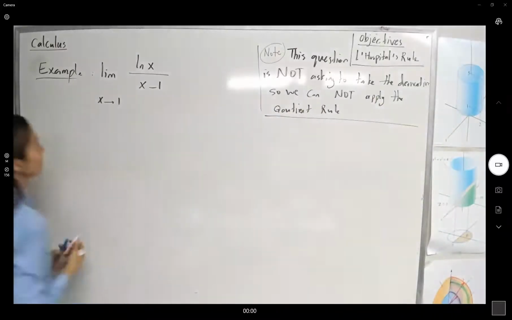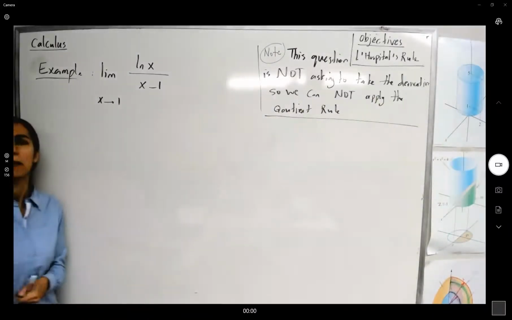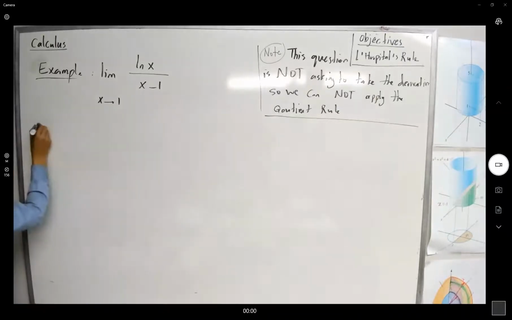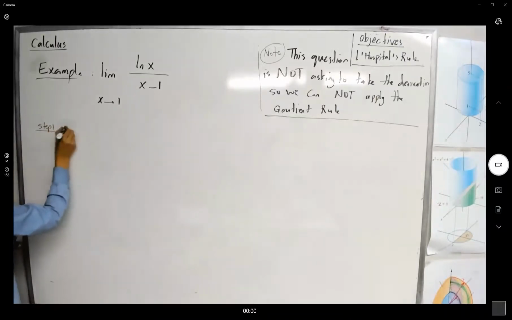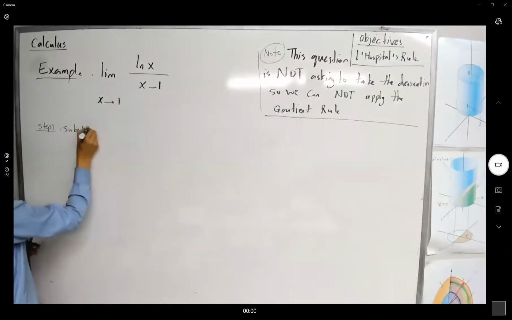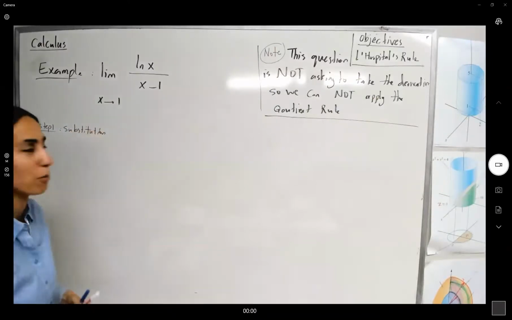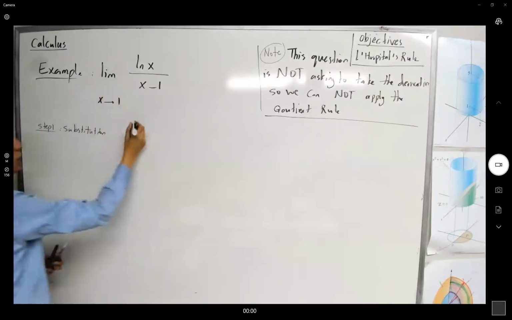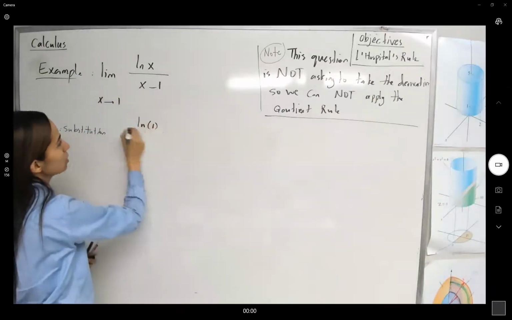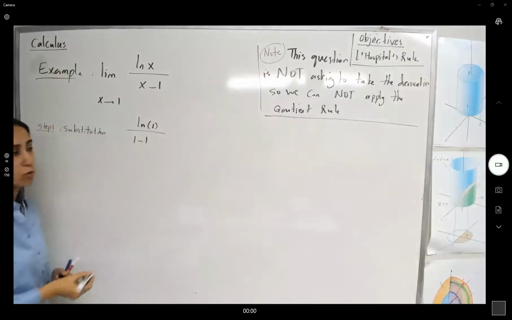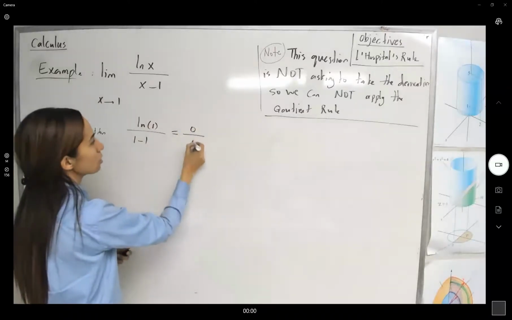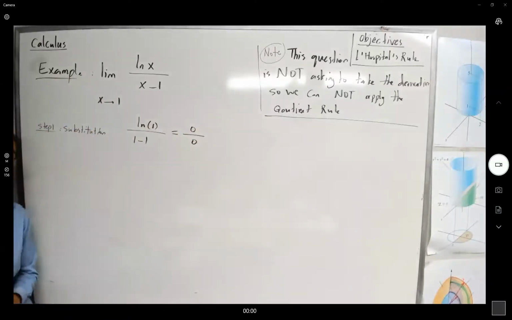Well, the question says, hey, take the limit. Remember that very first step in taking the limit, step 1, was substitution. Sometimes we're lucky with substitution, we get a number. So let's plug in 1. We get ln of 1 divided by 1 minus 1. Ln of 1 is 0. 0 divided by 0. It is in the indeterminate form.